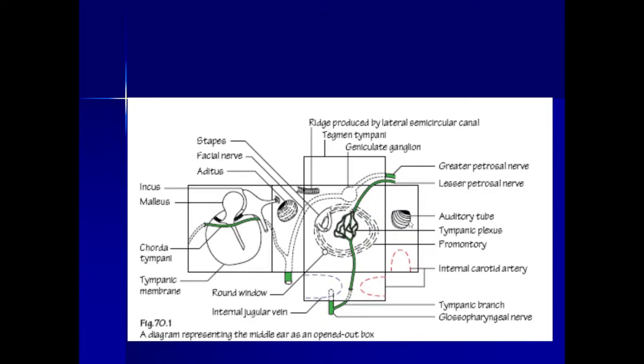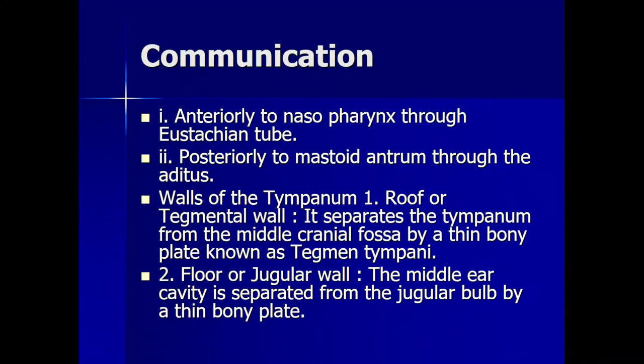Anterior wall has the auditory tube and relations to the internal carotid artery. Medial wall has the tympanic plexus, promontory, round window, and oval window with stapes. And inferior wall has relations to the internal jugular vein. And so we see that anteriorly there is communication to the nasopharynx through the eustachian tube, posteriorly to the mastoid antrum through the aditus.